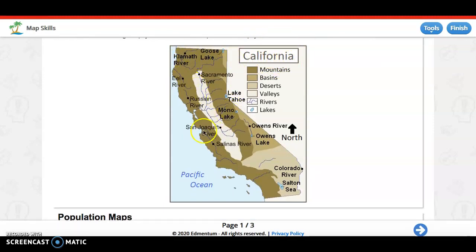You can see all the different physical features that are listed on it, things like rivers, lakes, mountains. It even labels the Pacific Ocean over here. It tells you which direction is north. And it gives you a helpful key over here that labels everything and tells you where you can find it based on the color.